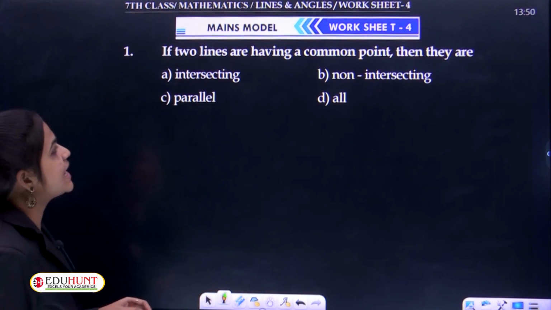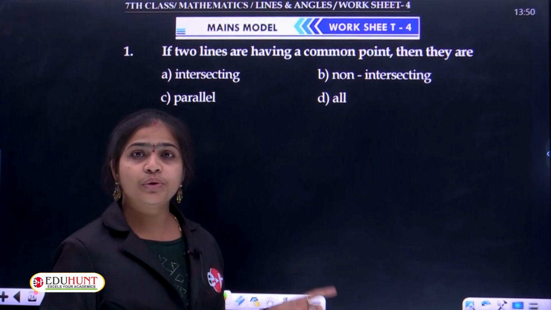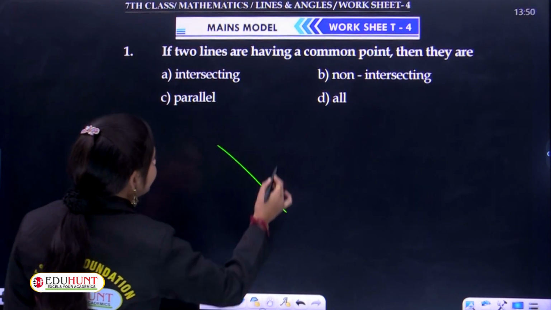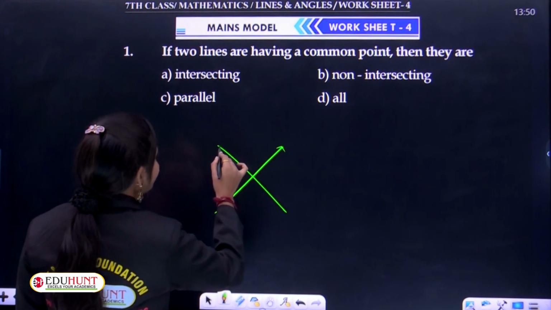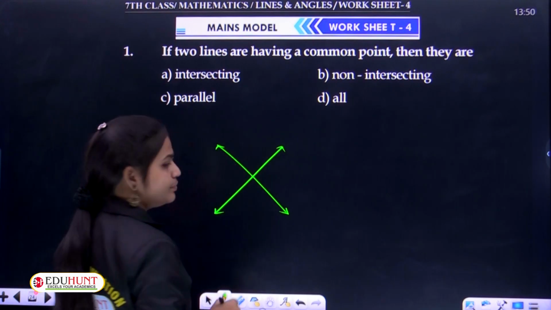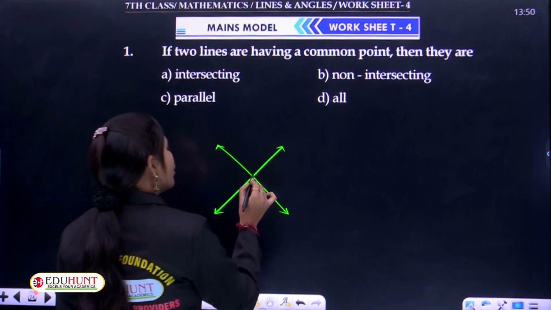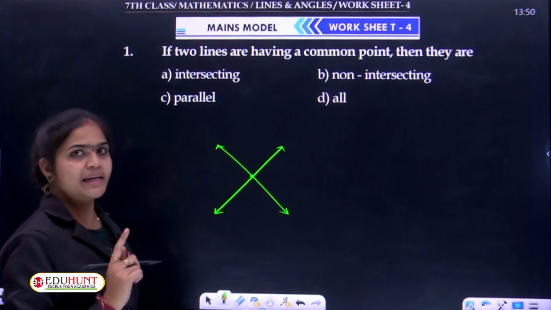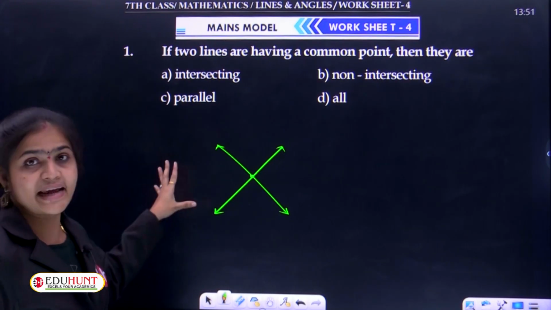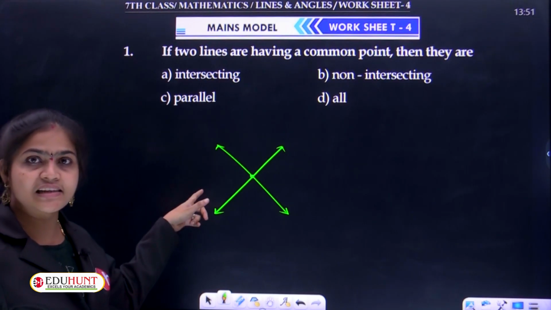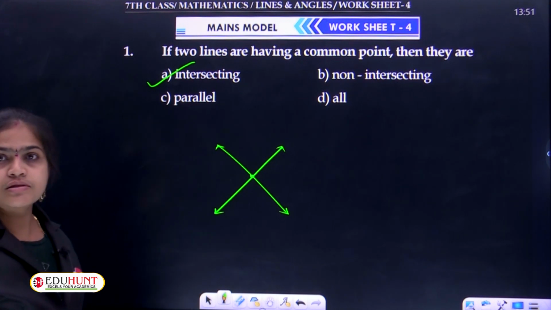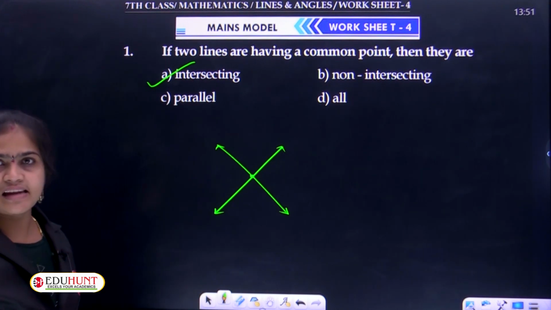If two lines have a common point, then they are called... Here two lines are there and they also have a common point. Then we can draw like this only, no? We will call this point the intersecting point. And what do we call those two lines? Those two are intersecting lines.